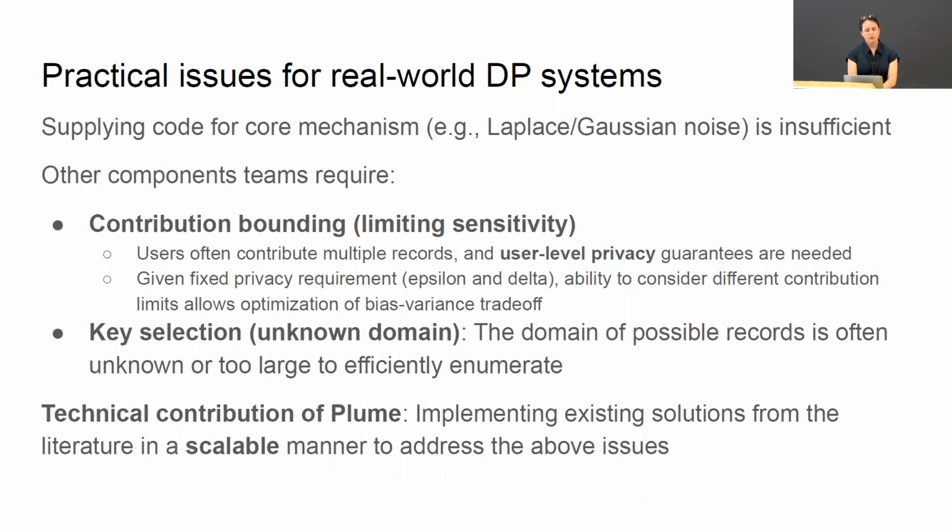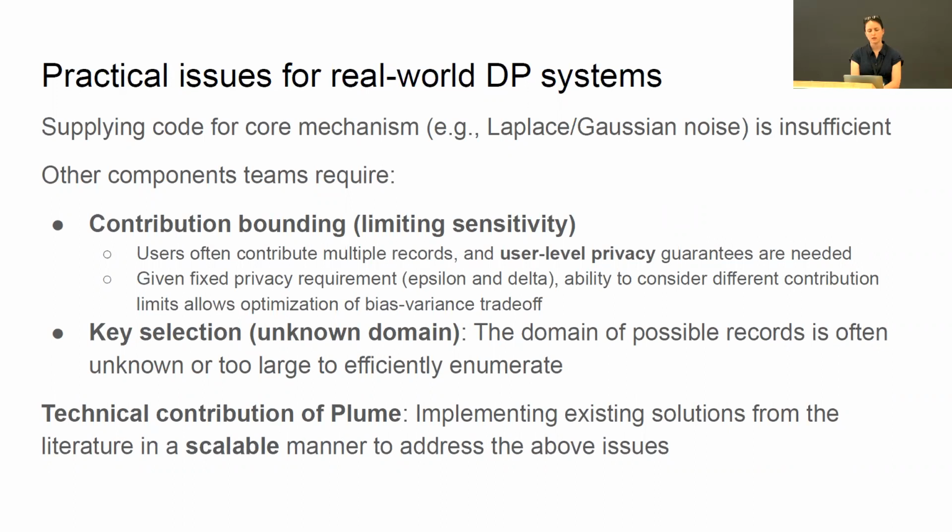In developing Plume, we consistently found that, to apply DP to Google's data sets, it wasn't sufficient to just give teams, say, a parallelized implementation of Laplace noise or Gaussian noise, because that left a few issues unaddressed. So first of all, we faced the issue that most data sets didn't satisfy the common assumption from the DP literature that a user only contributes a single record. And instead, typically users were making multiple contributions. The number of contributions varied from user to user.